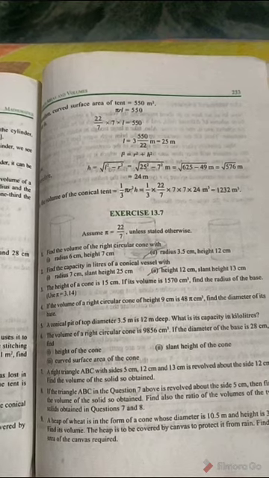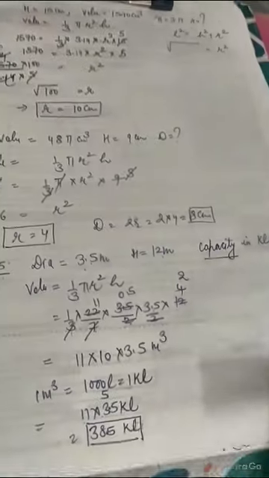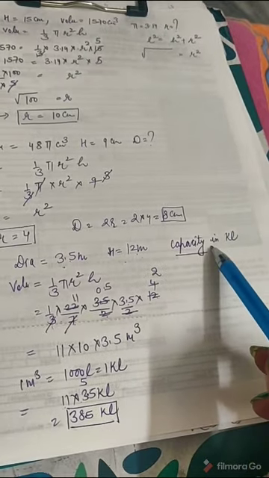Let's do question number 5. This question says a conical pit of top diameter 3.5 meter is 12 meter deep. What is its capacity in kiloliter? Since it is given to you diameter is equal to 3.5 meter and height is equal to 12 meter, you have to find out capacity in kiloliter.